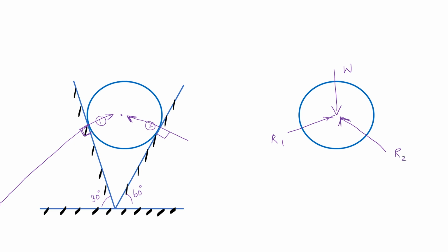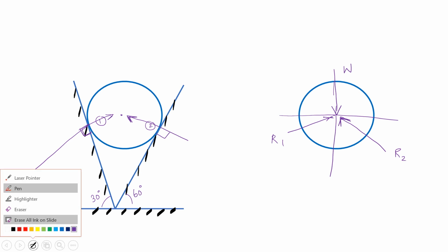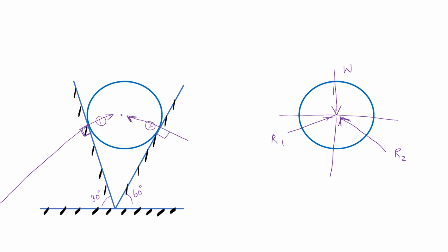Then our important task is that we need to find the angle which R1 and R2 make with the x axis. This is the x axis and this is the y axis. Only W is the force which is acting along the y axis. R1 and R2 are making an angle. So what will be that angle? We need to find out. For that we are considering a triangle like this.